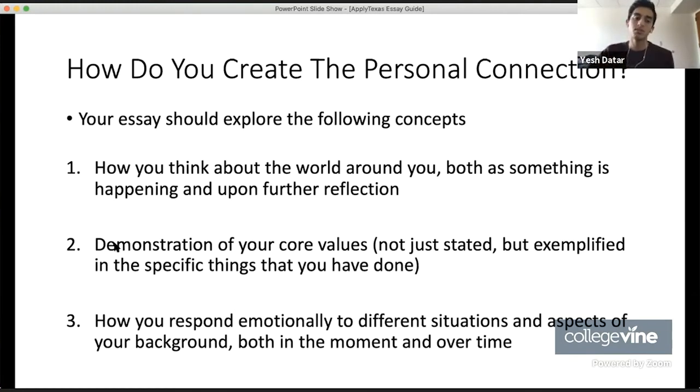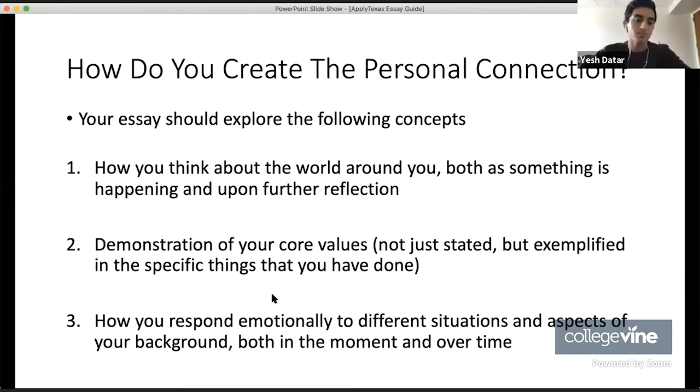You also want to make sure you can demonstrate your core values. Don't just state them in the essay, but exemplify them in specific things that you've done, right? So it's easy to say, hey, I'm a leader, but in an essay, it's better to show that you're a leader by demonstrating maybe you were the head quarterback of a football team, or maybe you sold the most Girl Scout cookies as a Girl Scout troop, right? And maybe you were the pioneer of that movement.